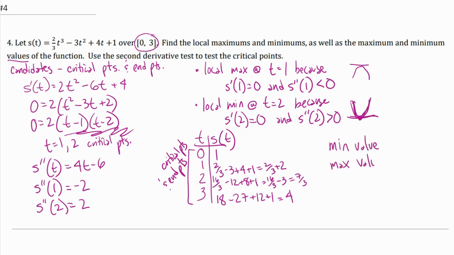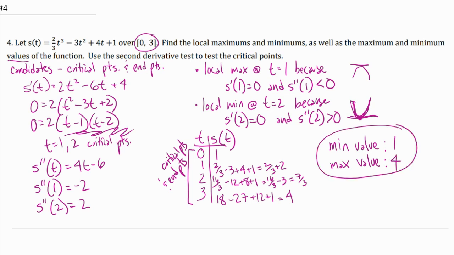Okay, so my min value and my max value. The word value means the actual y coordinate, the value of the function. So what's my lowest number? 1, 2 and 2/3, 7/3, or 4. My lowest value is 1. So that's my minimum. And then what's my maximum? 7/3 is 2 and 1/3. So 4 is my max value.